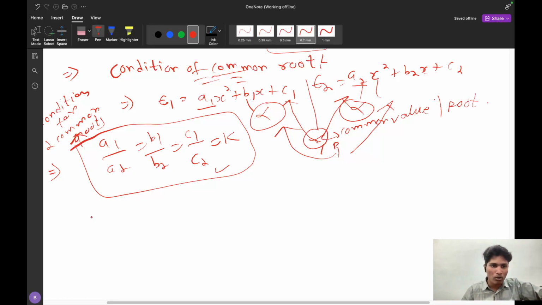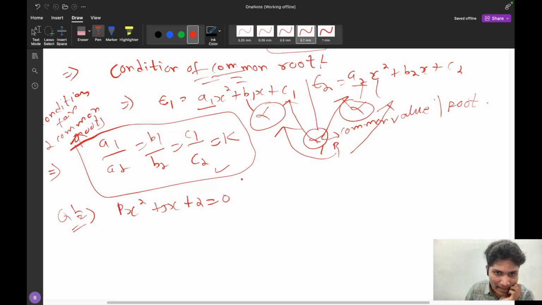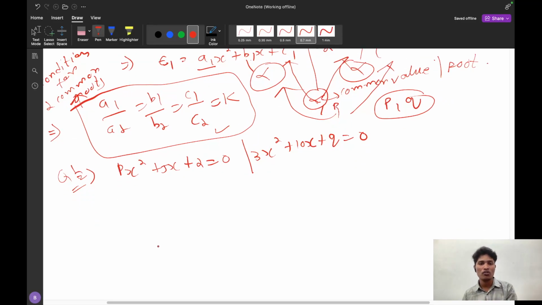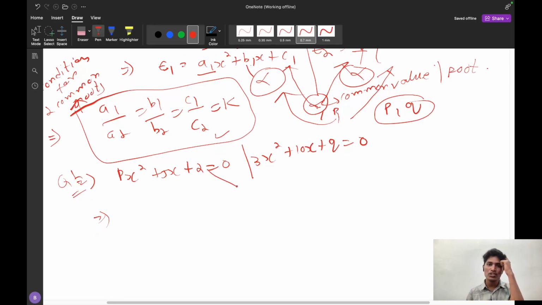For that, I am going to take one question. Suppose they give px square plus 5x plus 2 is equal to 0. This is a question. Px square plus 5x plus 2 is equal to 0, and the second equation is 3x square plus 10x plus q equal to 0. These two equations have both roots common. Find the values of p and q. How simple this question is. They say these two equations have both roots common, that is alpha and beta both are satisfying these equations.